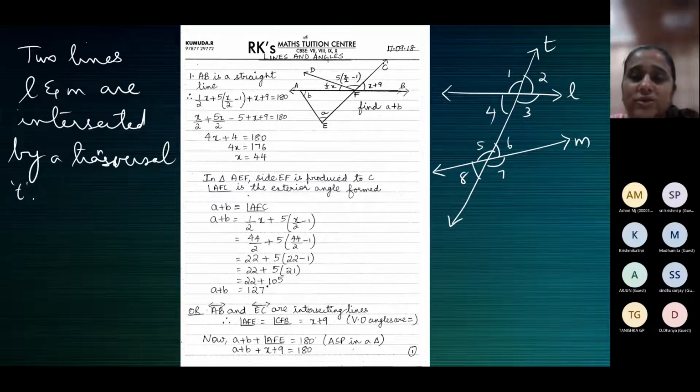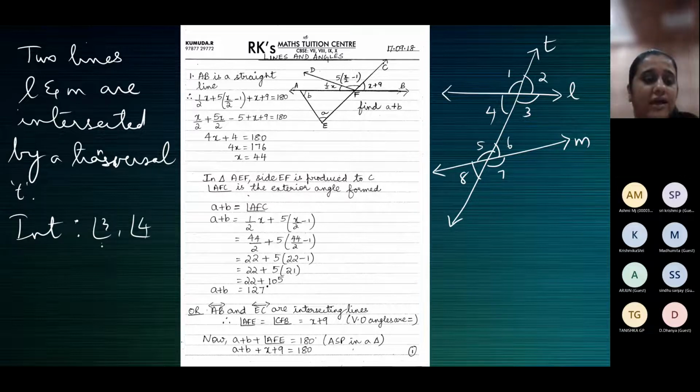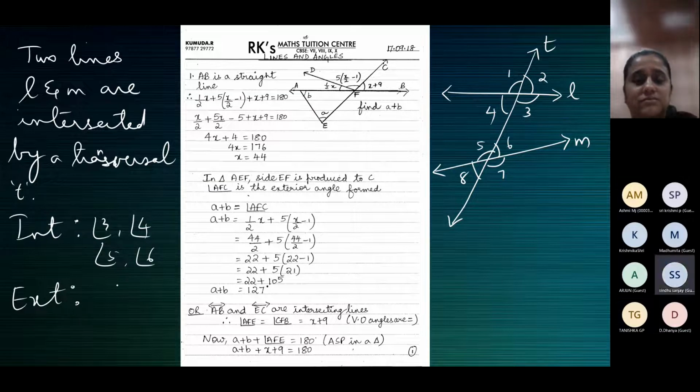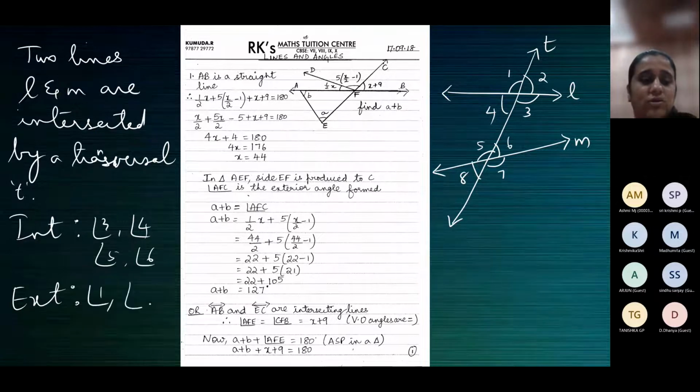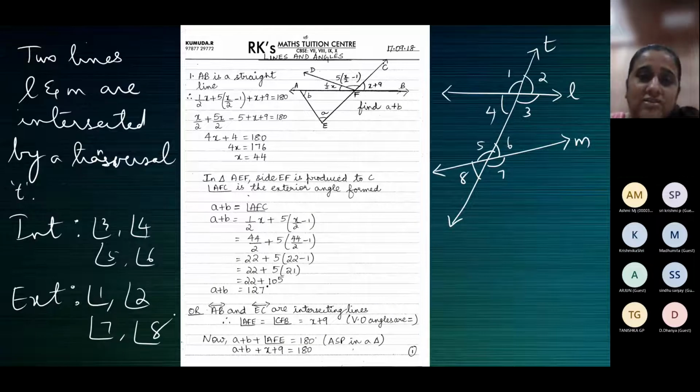Okay, so angle 3, angle 4, angle 5, and angle 6 are called interior angles. You can make out from that position that angle 3, angle 4, angle 5, and angle 6 are interior angles. And what about the exterior angles? 1, 2, 8, and 7. Okay, so angle 1, angle 2, angle 7, and angle 8 are called exterior angles.